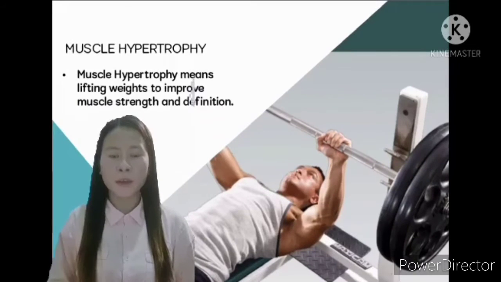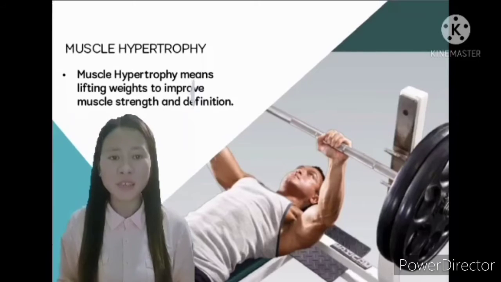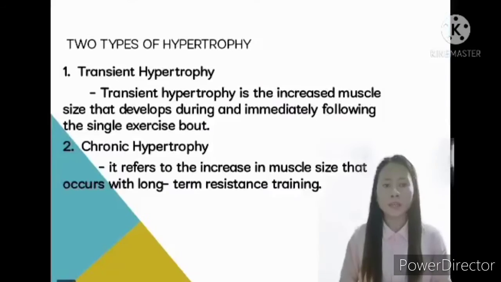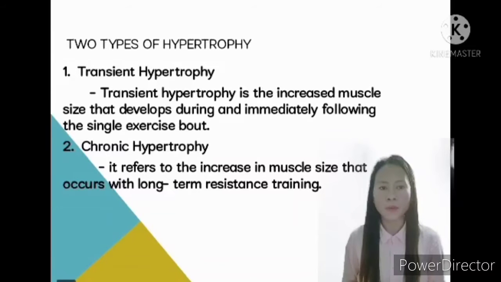Muscle hypertrophy. Muscle hypertrophy means lifting weight to improve muscle strength and definition. Two types of hypertrophy. First, we have transient hypertrophy. Transient hypertrophy is the increase in muscle size that develops during and immediately following a single exercise bout. Second, chronic hypertrophy. It refers to the increase in muscle size that occurs with long-term resistance training.